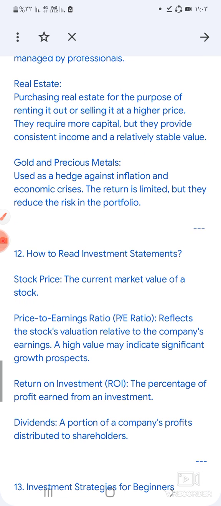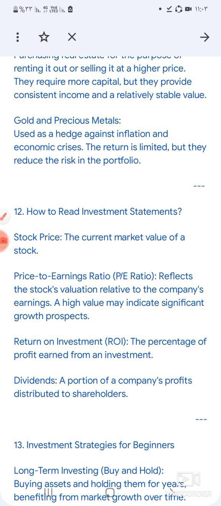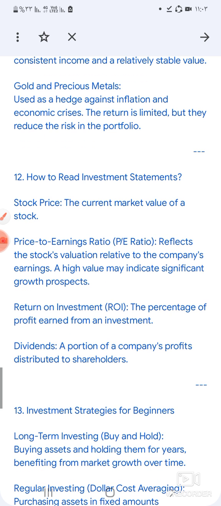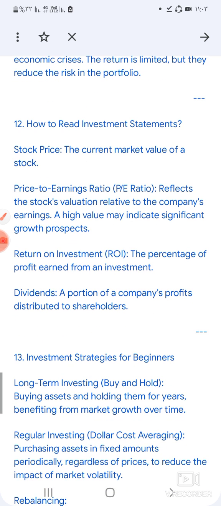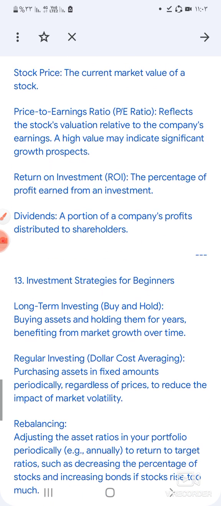Stock price. The current market value of a stock. Price to earnings ratio, P/E ratio, reflects the stock's valuation relative to the company's earnings. A high value may indicate significant growth prospects. Return on investment, ROI, the percentage of profit earned from an investment. Dividends, a portion of a company's profits distributed to shareholders.